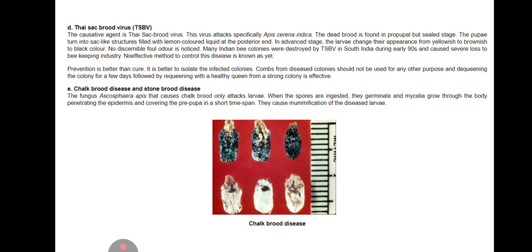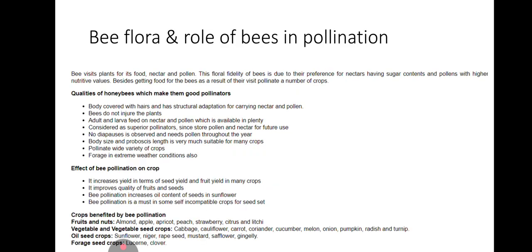Next is chalk brood disease and stone brood disease. The fungus Ascosphaera apis that causes chalk brood only attacks the larval stage. When the spores are ingested, they germinate and mycelia grow through the body, penetrate the epidermis and cover the prepupa in a short time span. They cause mummification of the deceased larvae. This is all about pests and diseases.